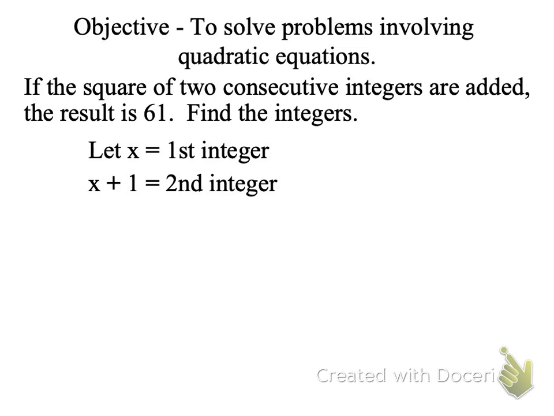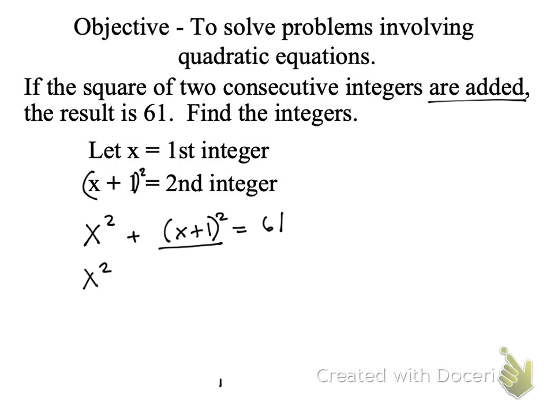If the square of two consecutive integers are added, the result is 61. So, what are we doing here? What do I have to do to the integers? We have to square them, right? So the first one we're going to square, and I have to square the second one. But it says they're added together. Does that make sense? Is 61.